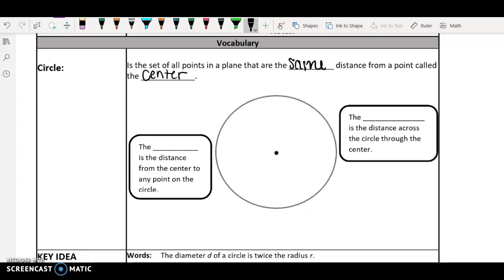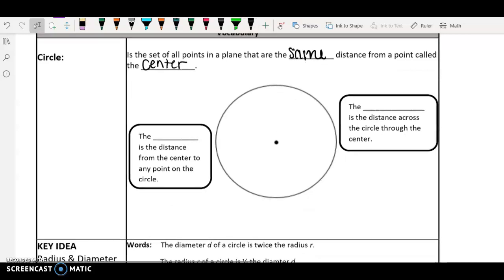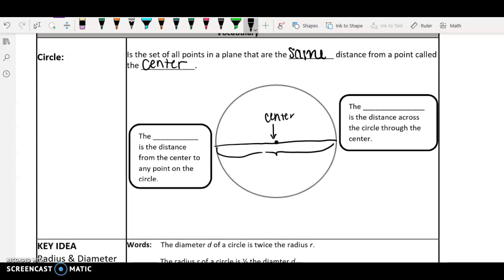And so let's label that on here. So we have a point in the middle. This is our center. And then we have a couple of things. So whenever we draw a line directly through the center, this whole thing is the diameter.